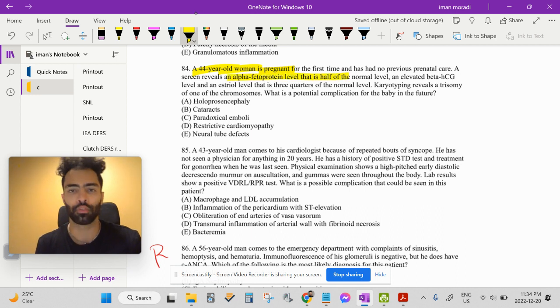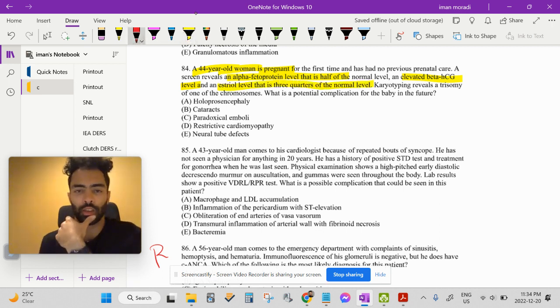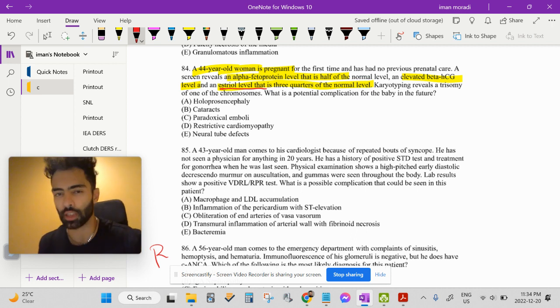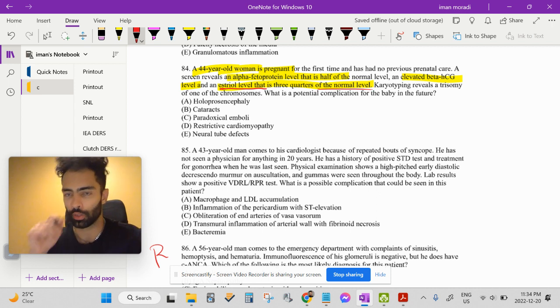So the next question is a 40-year-old woman who's pregnant for the first time. The AFP is lower than normal, but beta HCG is elevated. Estriol levels are three quarters of normal. So okay, whatever. I barely remember these, but estriol is the estrogen that's produced by the placenta, and it's an indicator of how healthy your placenta is, and this stuff is just telling me there's some sort of abnormality. Now, what is the abnormality? Okay, well, trisomy of one of the chromosomes.